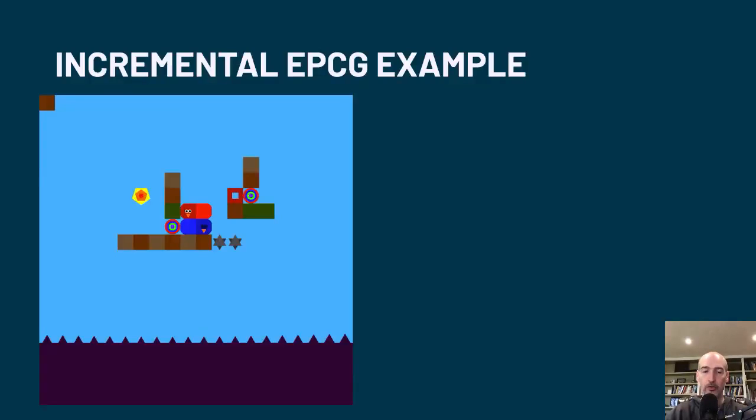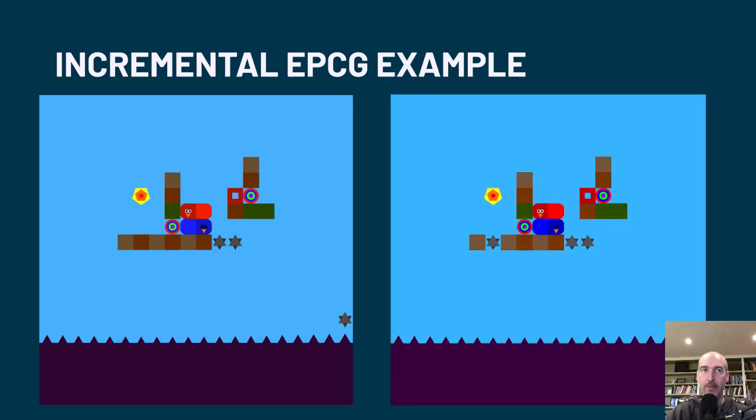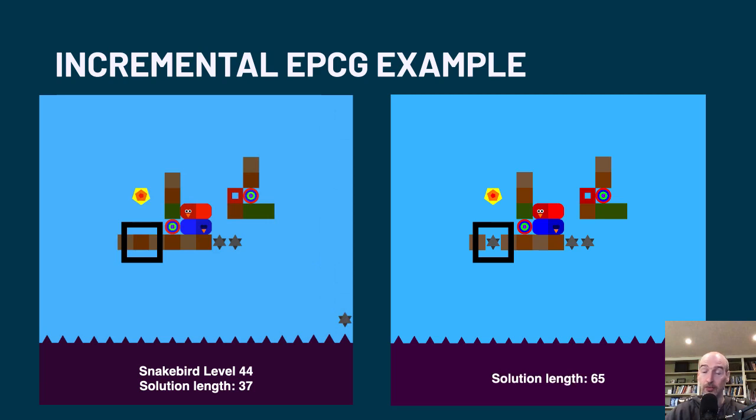So if we want to make this concrete, here's a certain level within SNAKEBIRD, and what we're going to do is go over all X and Y locations, and look at what happens when we change each of these tiles to be a different type. After we've gone through all of these, we'll come back and say, this is the change that maximally increases the solution length: changing this one tile into a spike takes the solution length from 37 moves in the original puzzle to length 65 in the modified puzzle.